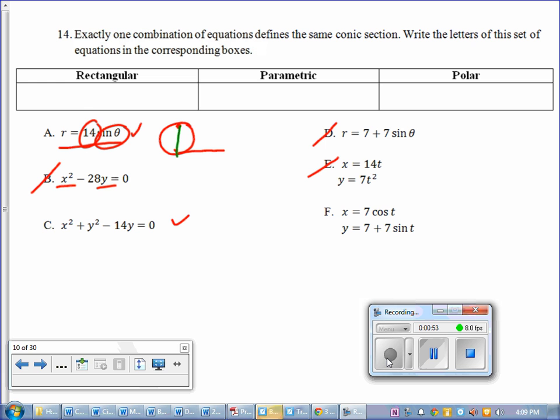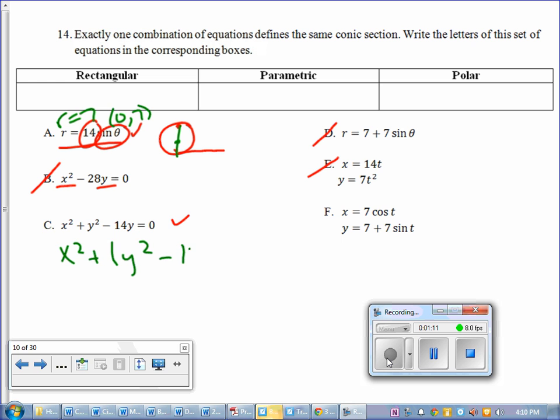The radius is half of that, which is 7, and the center is halfway in between the two endpoints, so it'll be at 0, 7, because it's going up and down. So the x-coordinate is 0, the y-coordinate is 7. Now let's check C. We have to put this into standard form.